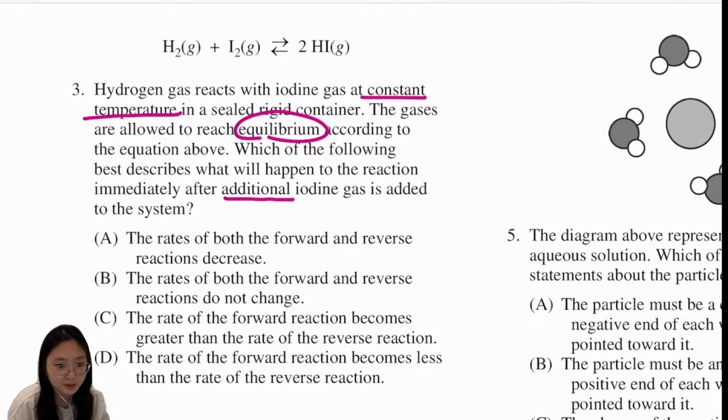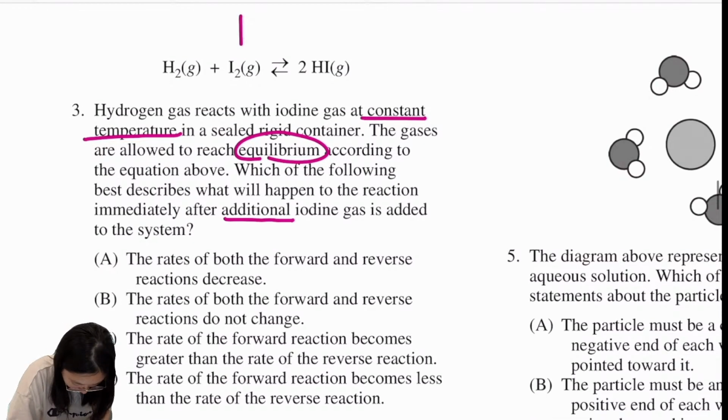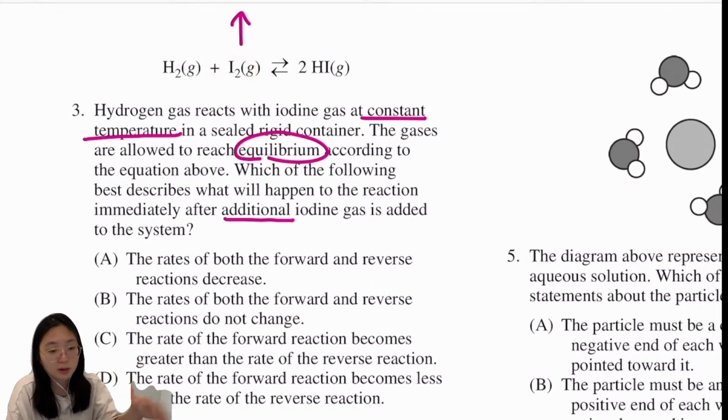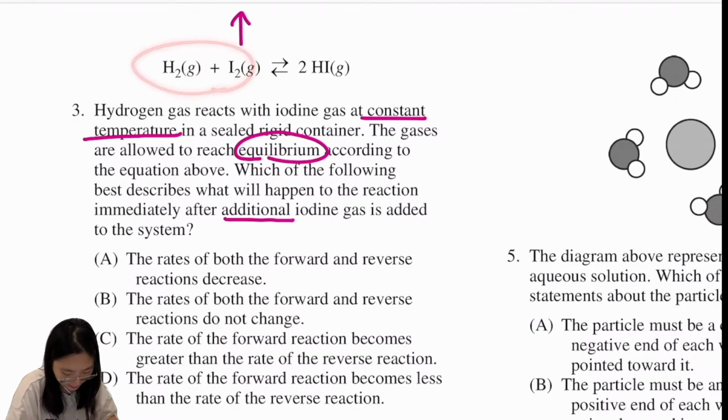A lot of people wrote C and A. Okay, so with additional iodine gas, the concentration of the reactants has increased, which means I will have to decrease the concentration of the reactant side. So it should shift toward the product side.